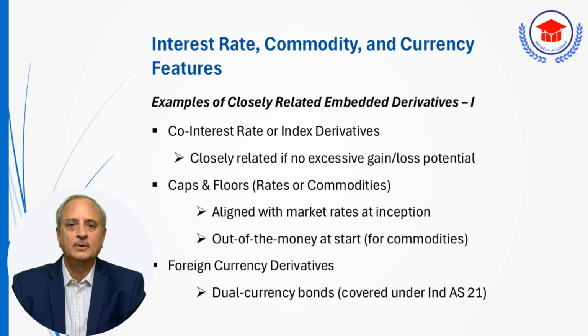Now, what about foreign currency derivatives? For instance, in a dual currency bond, the embedded foreign currency component is closely related because exchange rate gains or losses are accounted for under foreign exchange standards. In non-financial or insurance contracts, foreign currency derivatives are also closely related when payments are in functional currencies of the contracting parties, in globally standard currencies like USD for crude oil, or in stable currencies common in the economic environment.